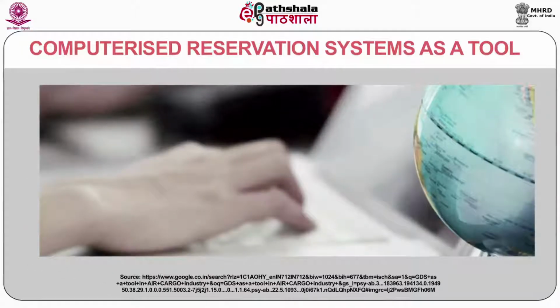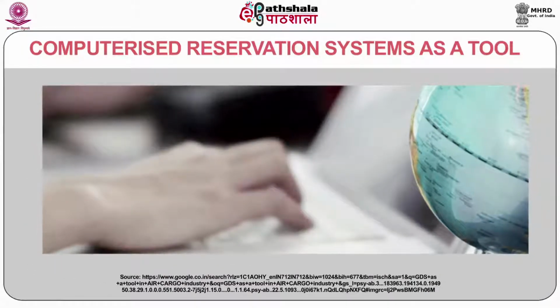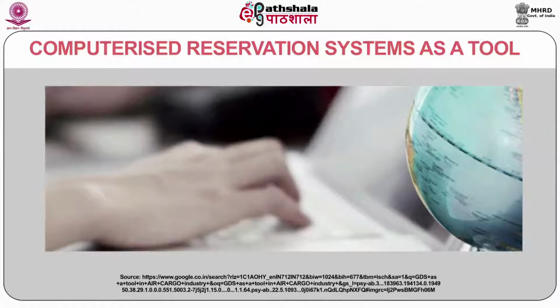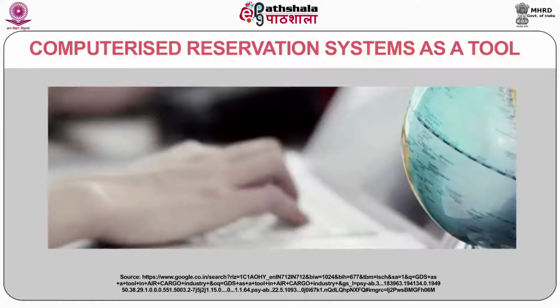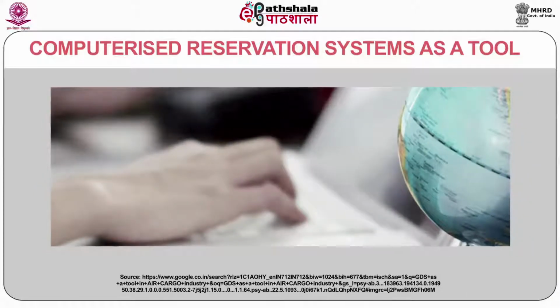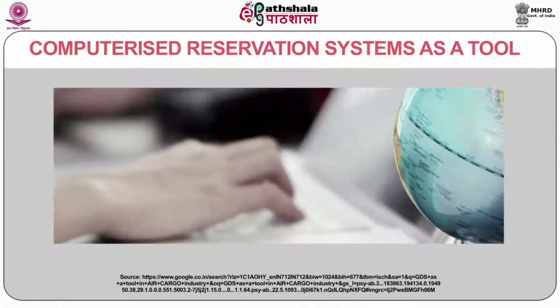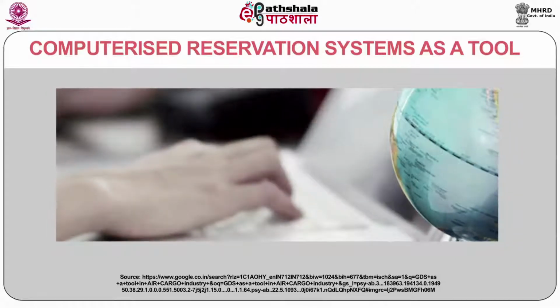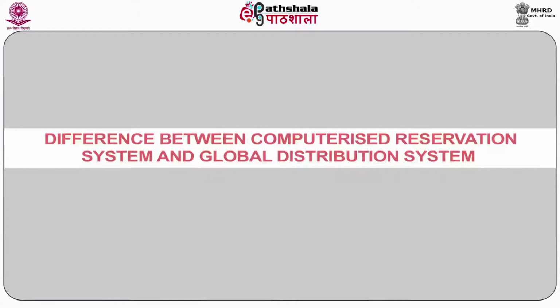Before the advent of global distribution systems, the cargo agents and consolidators used to have different connections at different levels with different airlines' cargo divisions. Each airline was on a different legacy system. Let us now discuss the difference between computerized reservation system and global distribution system.